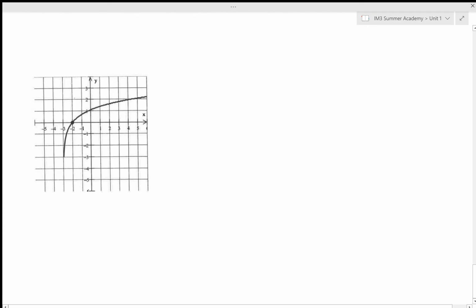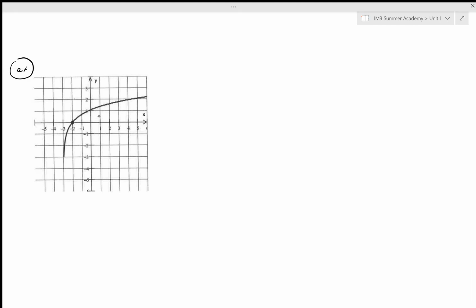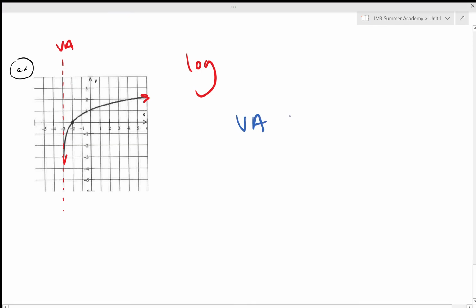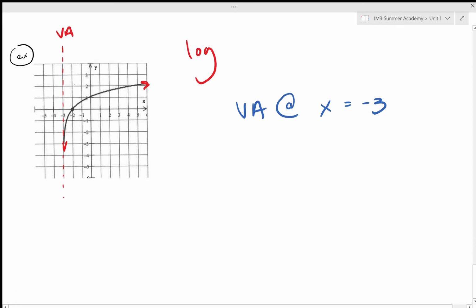Alright, one last problem here. Again, we see that this graph is approaching a vertical asymptote. It's getting close to this. It actually kind of disappears, but it will continue going downwards. It won't go to the left anymore because of that vertical asymptote, meaning that this is a log graph. That vertical asymptote itself is at x equals -3.